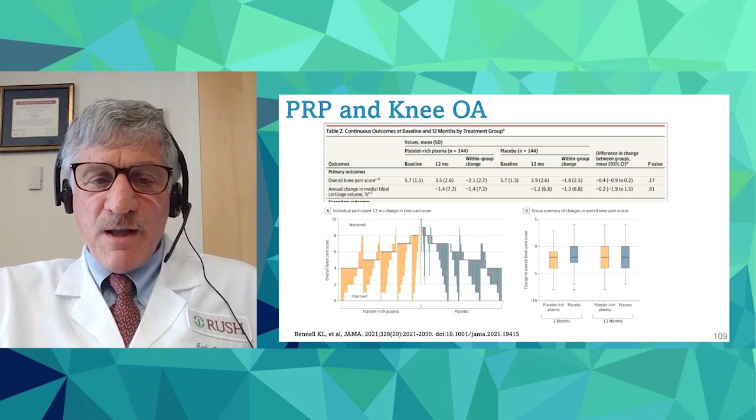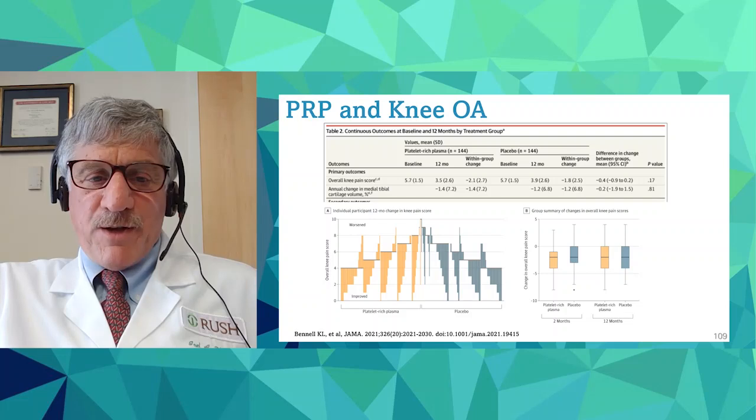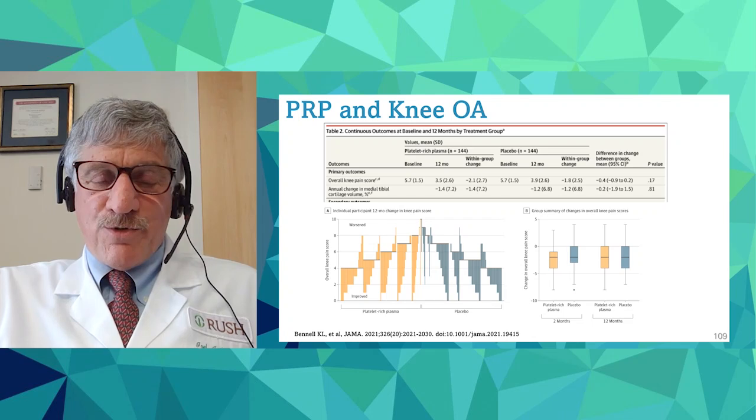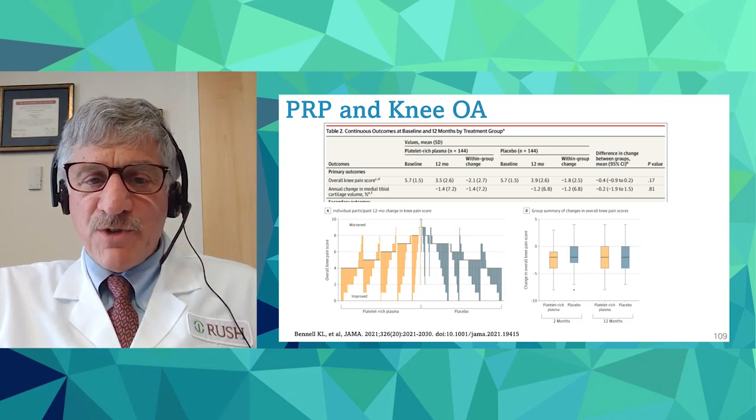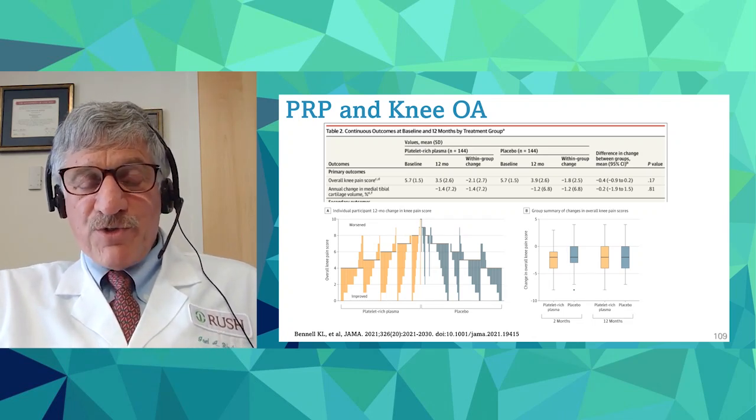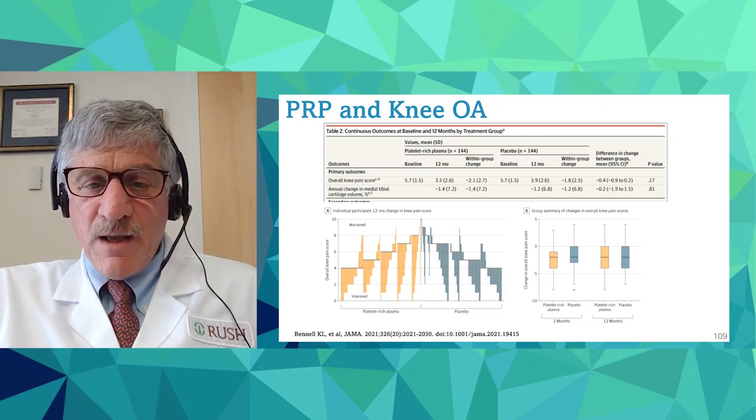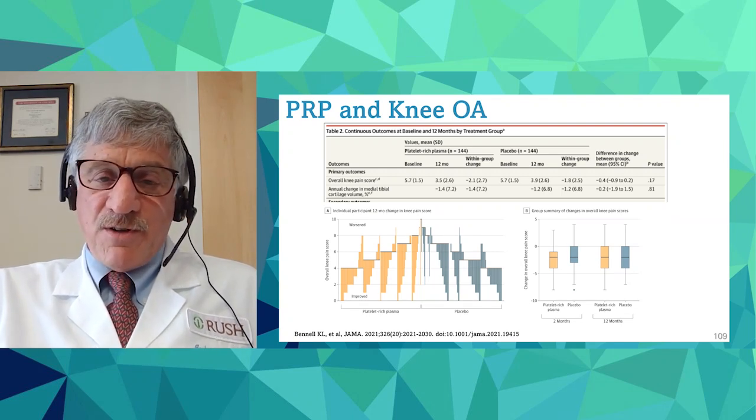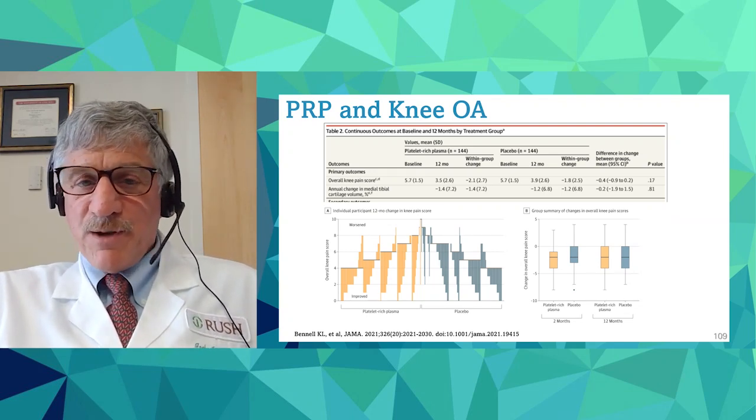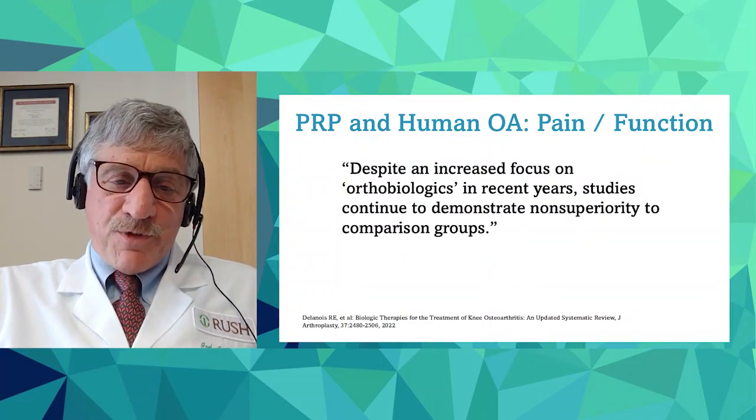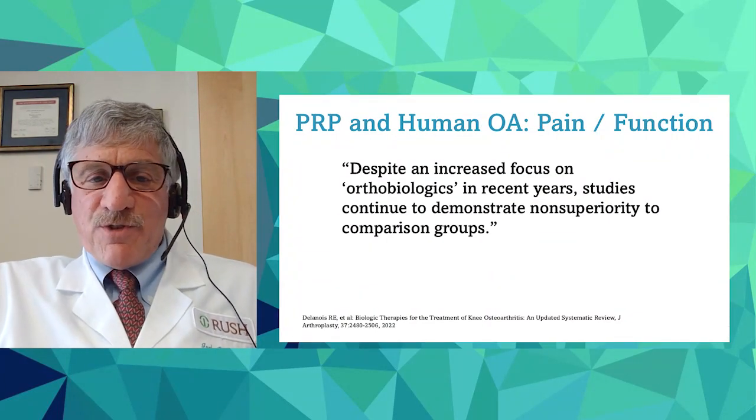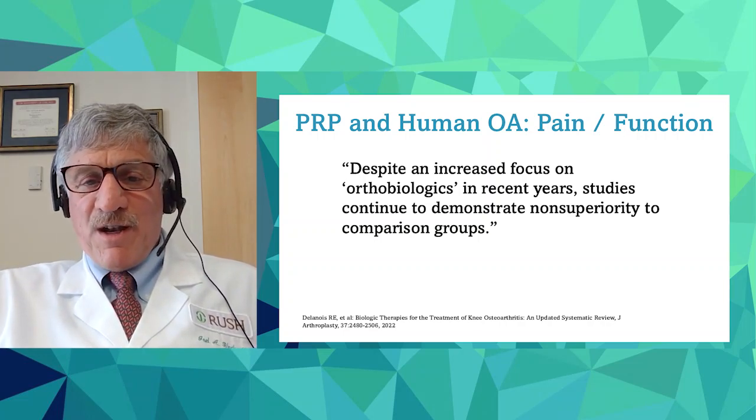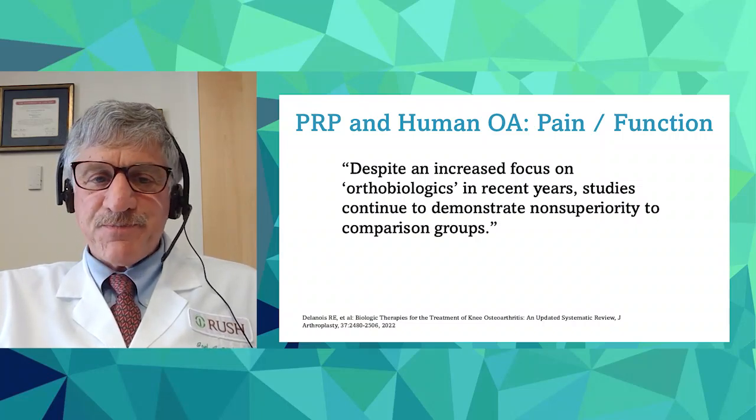Finally, a couple of years ago, Kim Bennell's group in Australia performed a well-powered, well-controlled, placebo-controlled trial of platelet-rich plasma over 12 months, and they found absolutely no difference and no signal of a difference between placebo and PRP at either 2 months or 12 months, suggesting that the benefit people feel with PRP is entirely the placebo effect. There is no increment above the placebo. And that's reflected in the conclusion of a recent meta-analysis. Despite an increased focus on these agents in recent years, studies continue to demonstrate non-superiority to comparison groups.